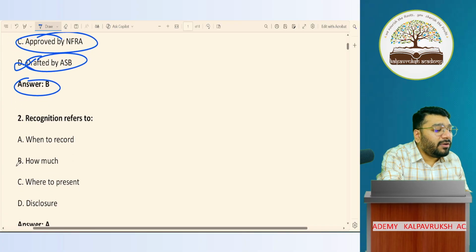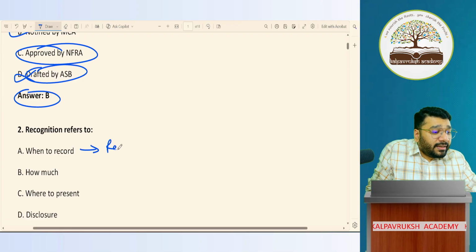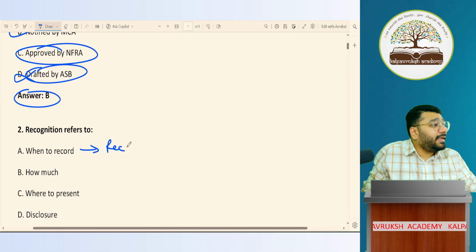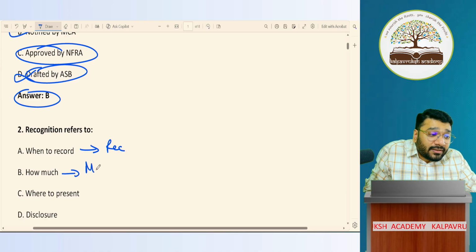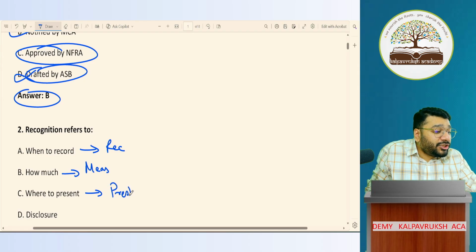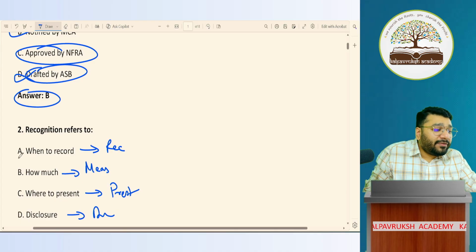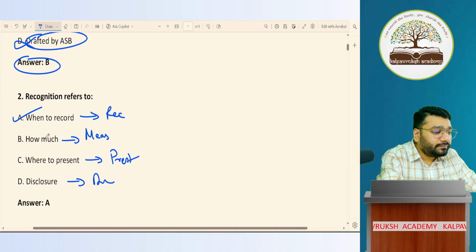Recognition refers to, what is the meaning of recognition? When to record is recognition. How to record is recognition. How much to record is measurement. When to present, where to present, is presentation and disclosure. Any problem? So the answer for this is A.